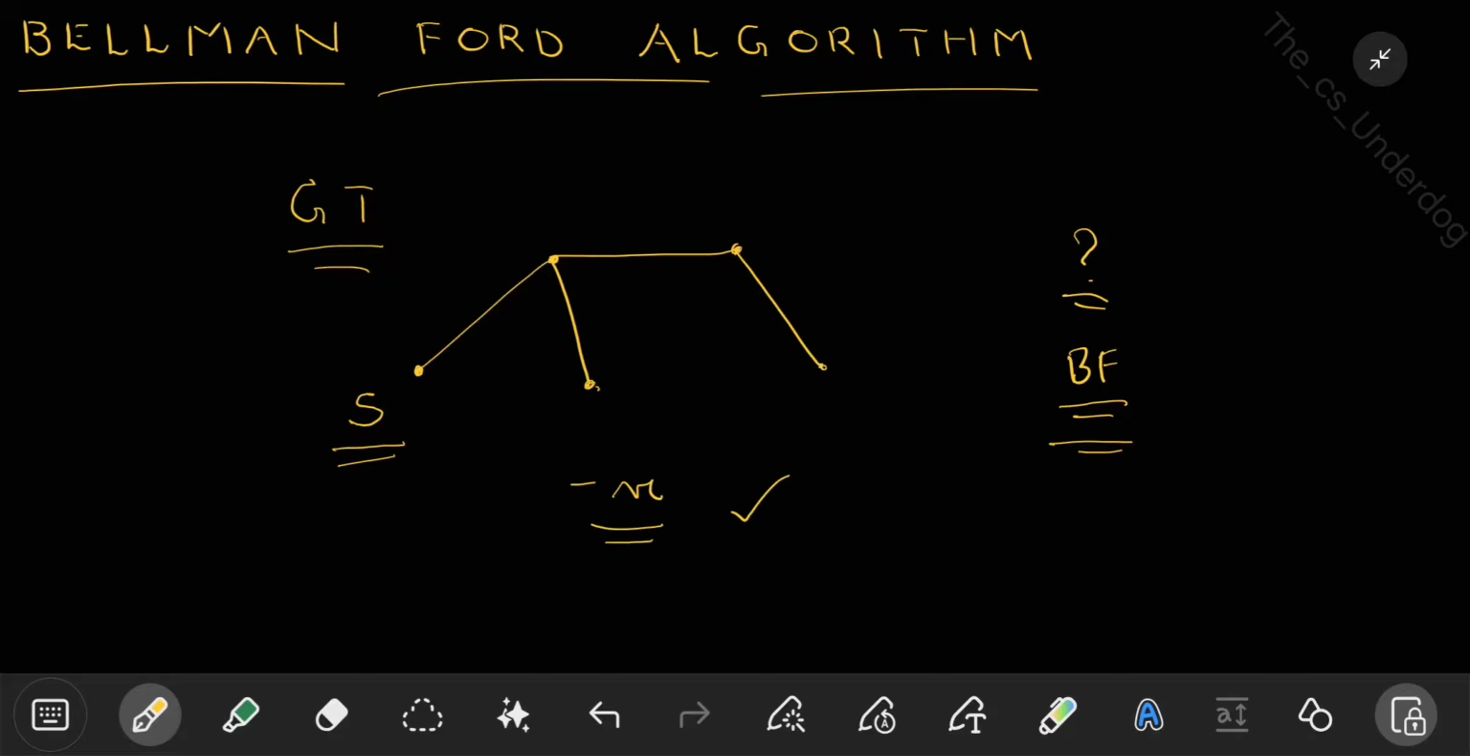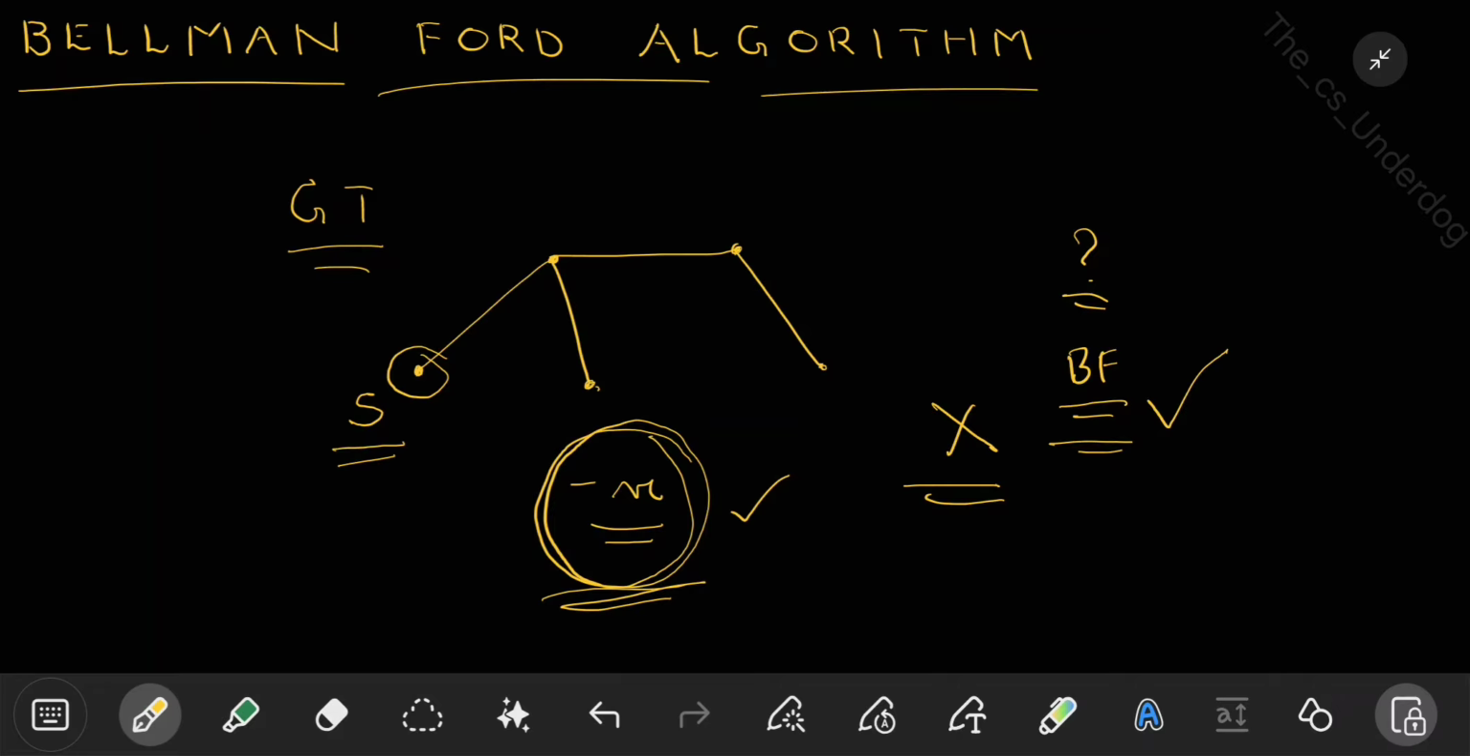In case of Dijkstra's, we learned that if there are any negative weight edges in the graph, Dijkstra's algorithm cannot work. But in case of Bellman Ford algorithm, even if you're having negative weight edges, still this algorithm will be able to find the shortest path to all the vertices from single source vertex.